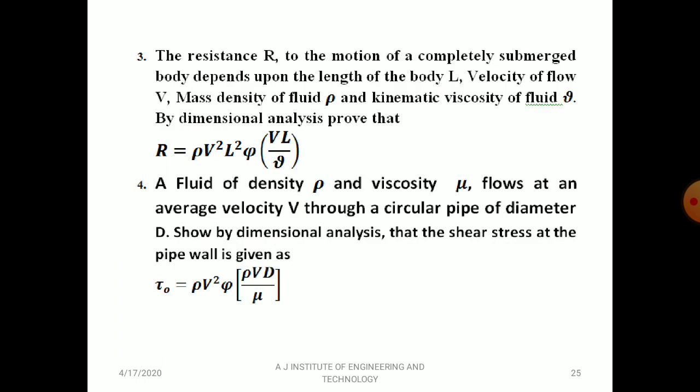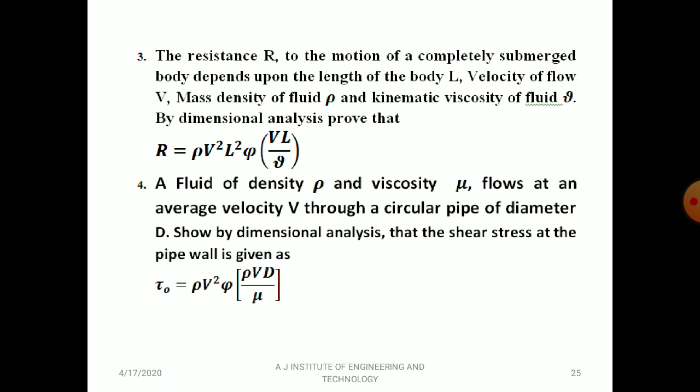Next, the resistance R to motion of a completely submerged body depends upon the length of the body L, velocity of flow V, mass density of fluid ρ, and kinematic viscosity of the fluid nu. By dimensional analysis, prove that R equal to ρ V square L square phi VL divided by nu. So R is a resistance, so it is a force. So unit of force is Newton. So for Newton, we can get the dimension from F equal to ma, that is kg into meter into s to the power minus 2.